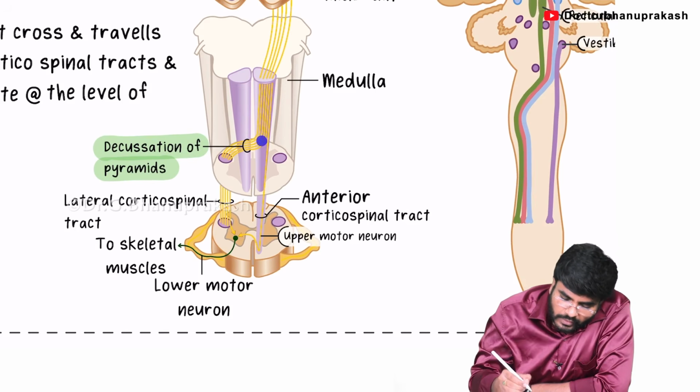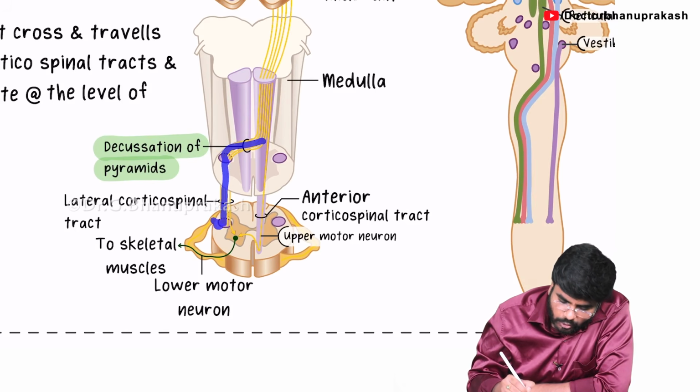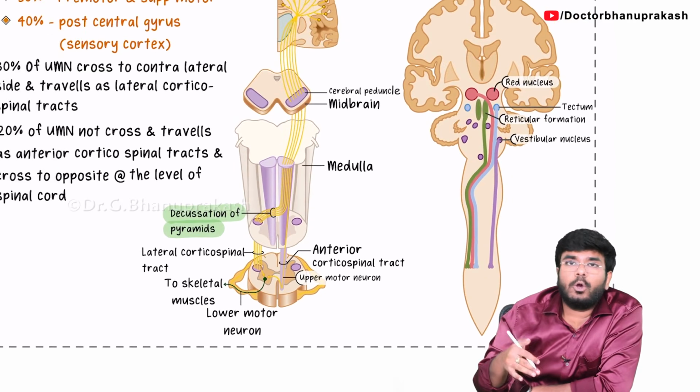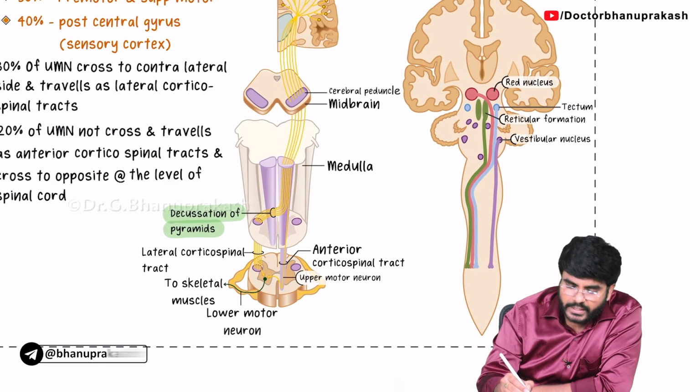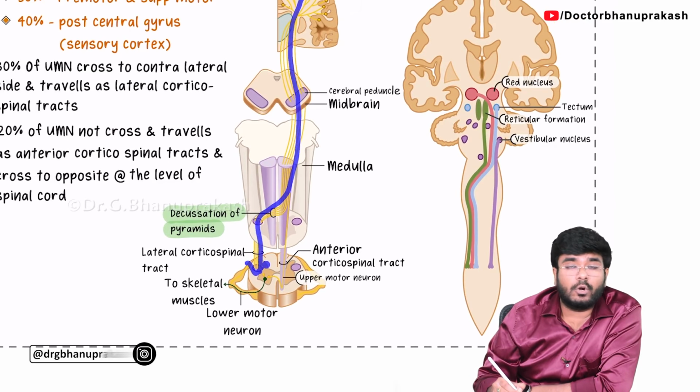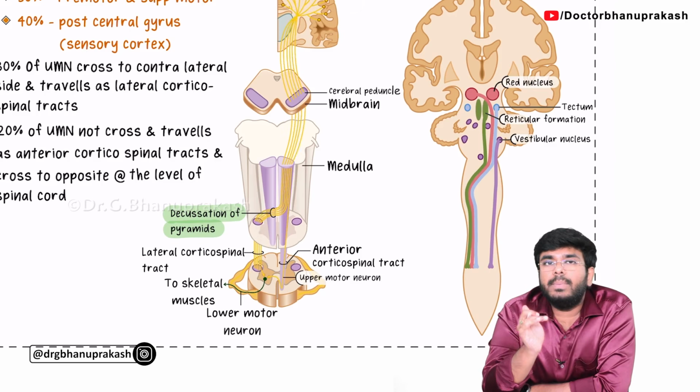and where are they going? After crossing to the opposite side, they enter into the spinal cord. Now can I call this cortico, because it starts from the cortex? Corticospinal means entering into the spinal cord. So corticospinal tracts. But be more specific.